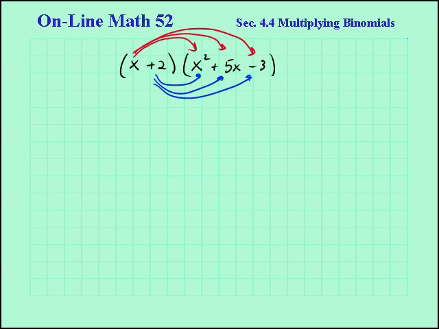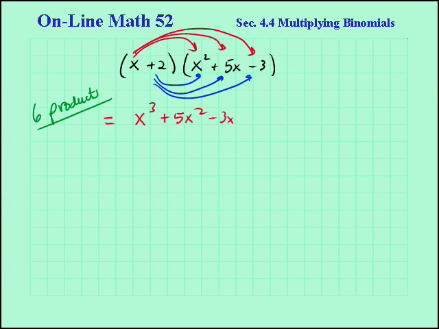And notice that we're going to get 6 products out of this. Let me just make a note of that. We get 6 products. And for these 6, I'm going to write the first 3 in red, which is x times x squared is x cubed. X times 5x is 5x squared. X times a negative 3 is a negative 3x.